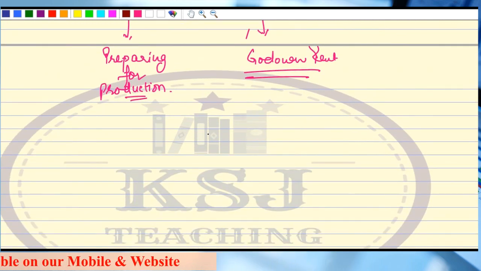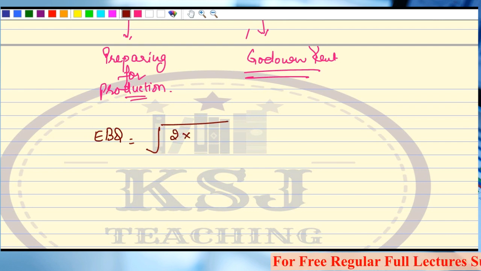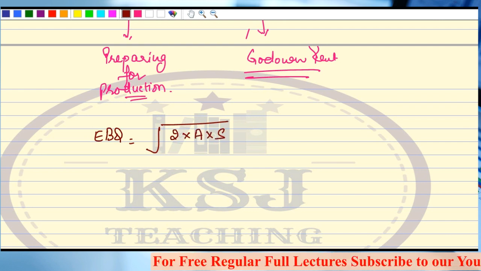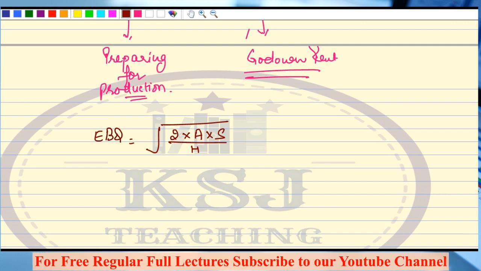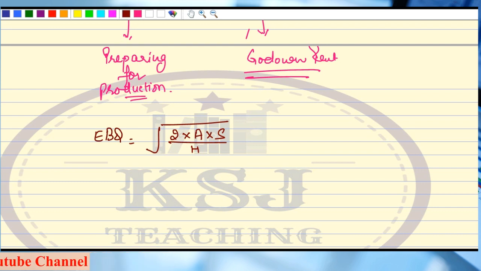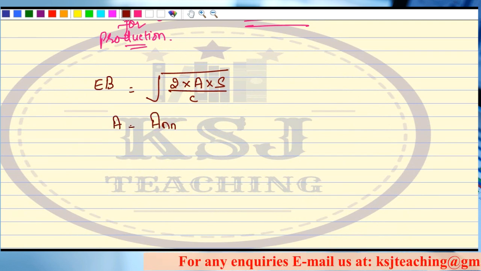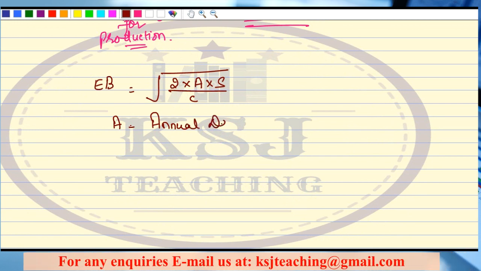Now, what is the formula for EBQ? The formula for EBQ remains the same. EBQ is equal to the square root of 2 multiplied by A multiplied by setup cost divided by holding cost. Or I can say carrying cost only here; instead of H, I will write C. What is A, sir? A is my annual demand for my product.